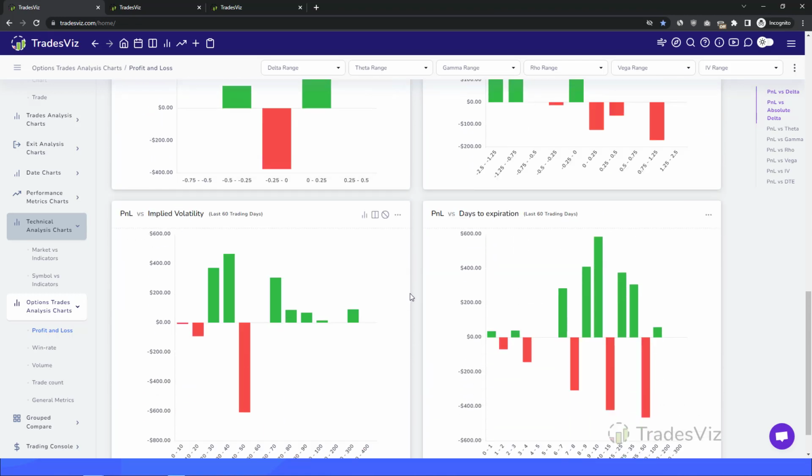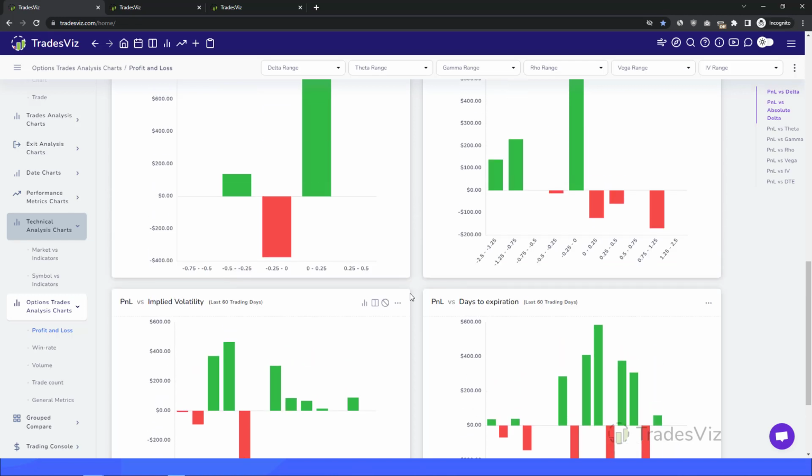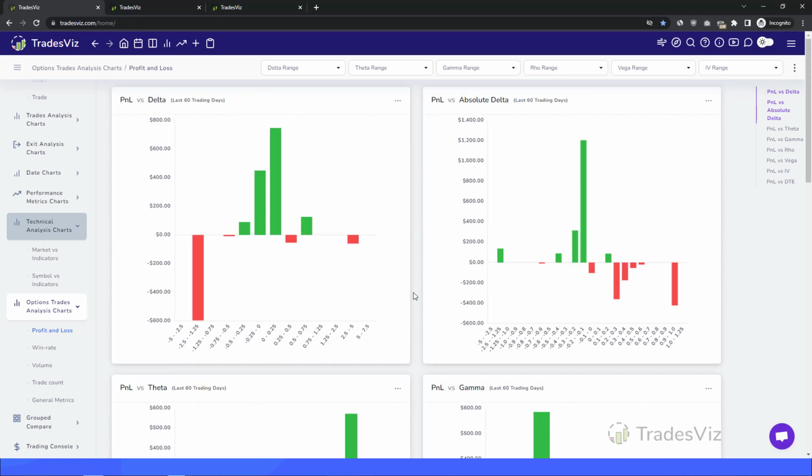Analysis is always based on entry, so only if you learn when to enter, only if you learn how you should optimize your entry, can you think about how you can optimize your exit. So that's why we focus on the entry legs, or the entry executions, of any options trade that you have within Tradesviz. And the beauty of this is that it's not as straightforward as you see.